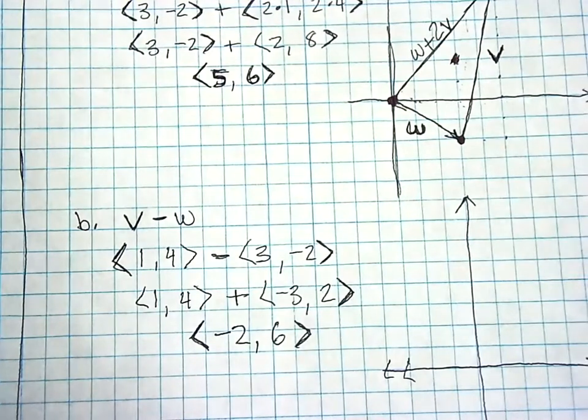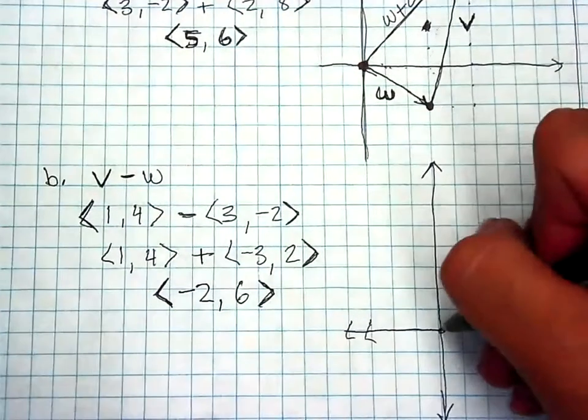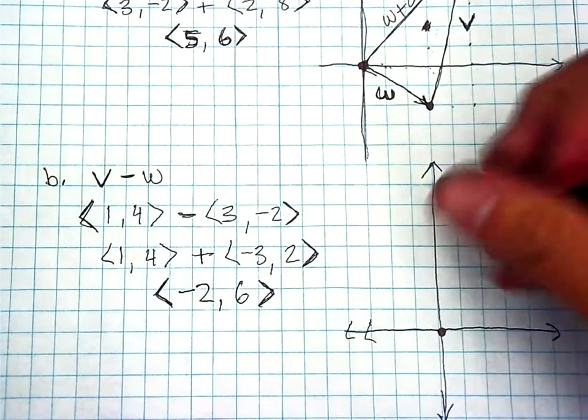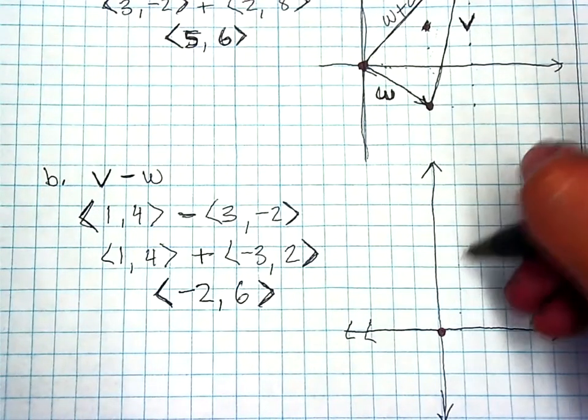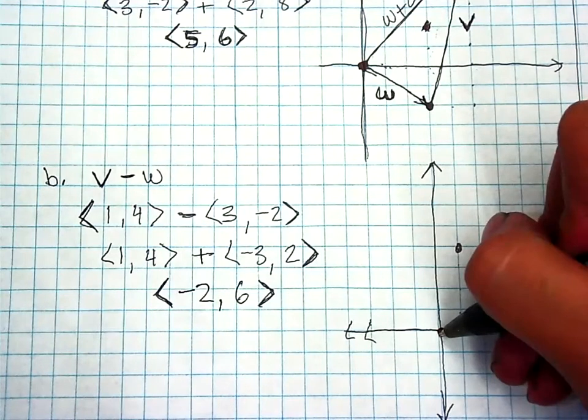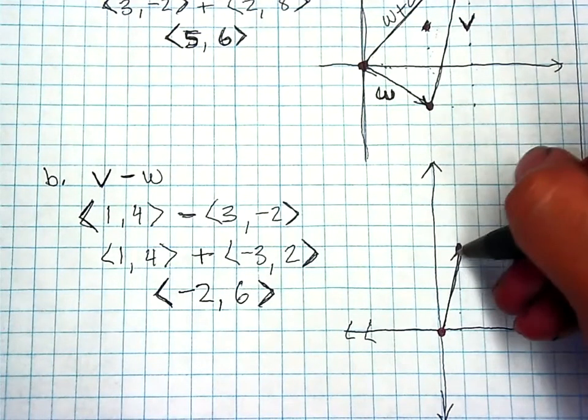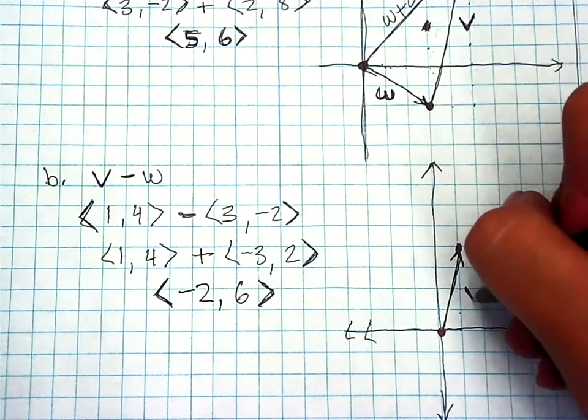All right, so starting off at vector V from the origin, 0, 0, my initial point. Going to the right 1, 2, 3, 4, up 4. And that's going to be vector V.